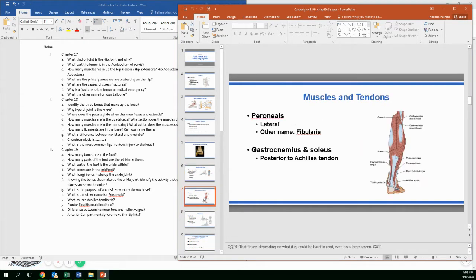All right. What is the other name for peroneals? Fibularis. Interchangeably in anatomy or kinesiology, you'll see these mentioned interchangeably. Peroneals is more so a medical term, and you'll sometimes see peroneals mentioned as far as medical terminology is concerned, but fibularis and peroneals generally mean the same thing. And you have your gastrocnemius and your soleus, which are both posterior to the Achilles tendon.